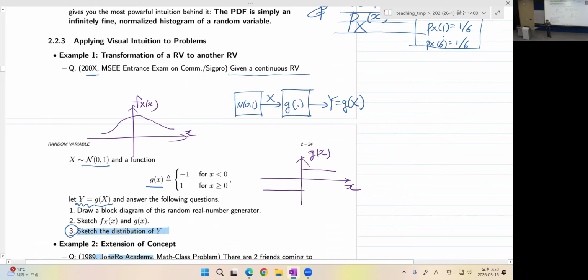Or in other words, you have a random number generator that generates x, but you have a new system that generates random variable y. The question is, when x is Gaussian normal and g is this function shown here, right? What is the output probability distribution actually at that time, as the PDF, probability density function of output?